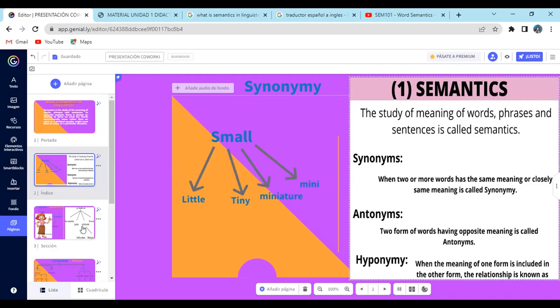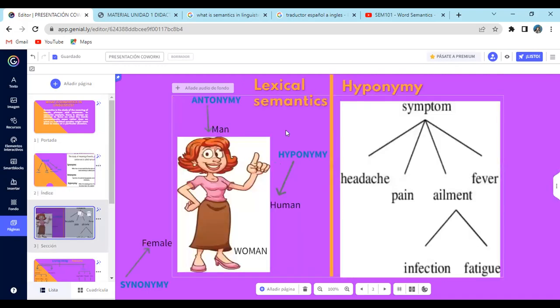Okay, so we have here in the example, this is the synonym of woman, female. This is the antonym of woman, man, because it is the contrary to the word. And here we have hyponymy.